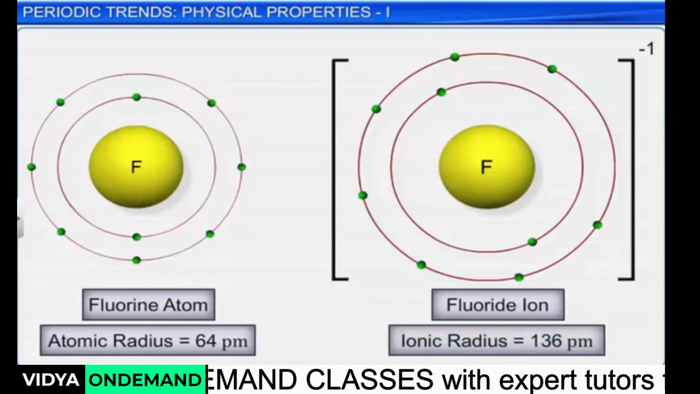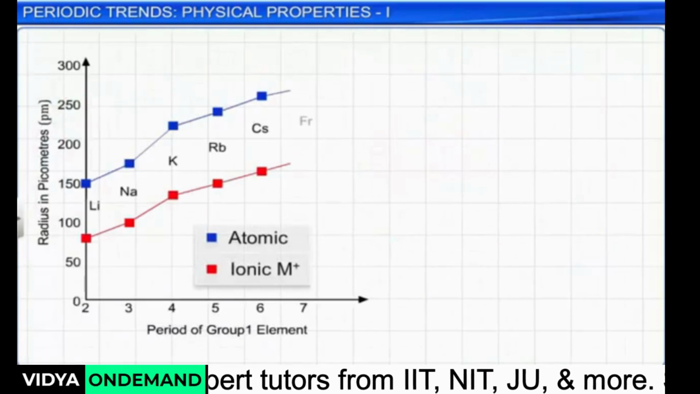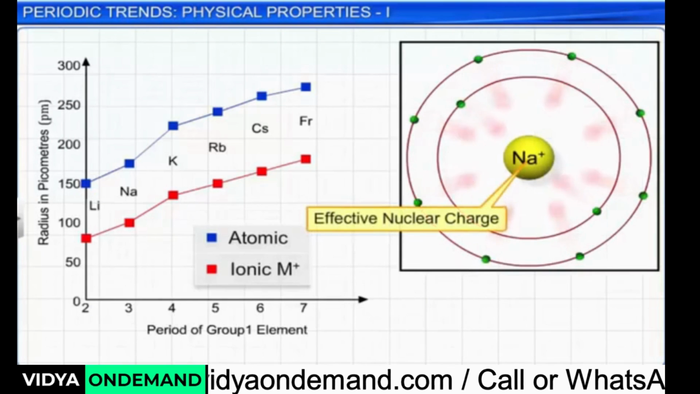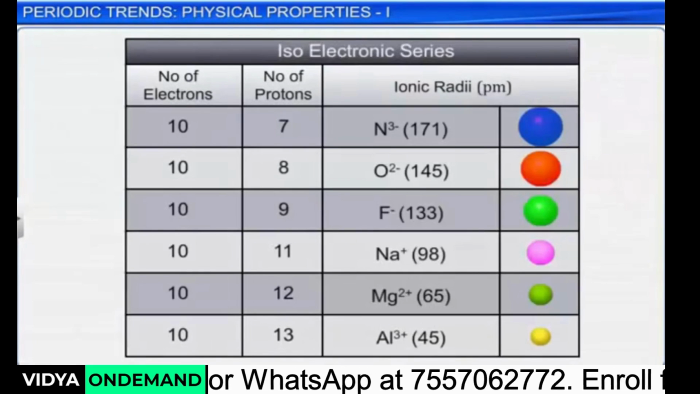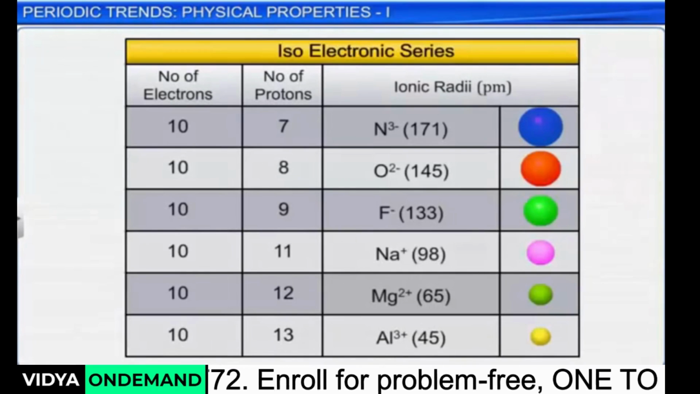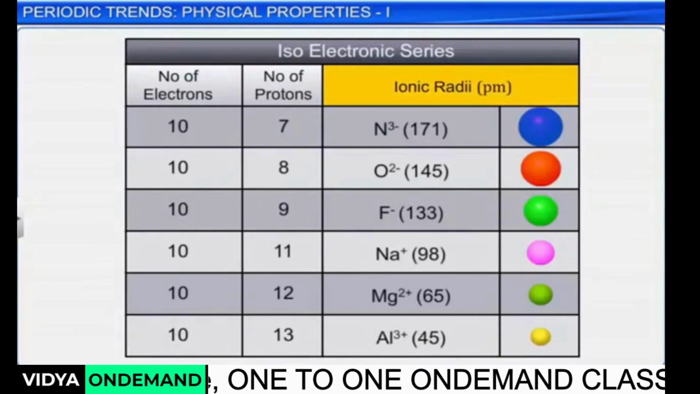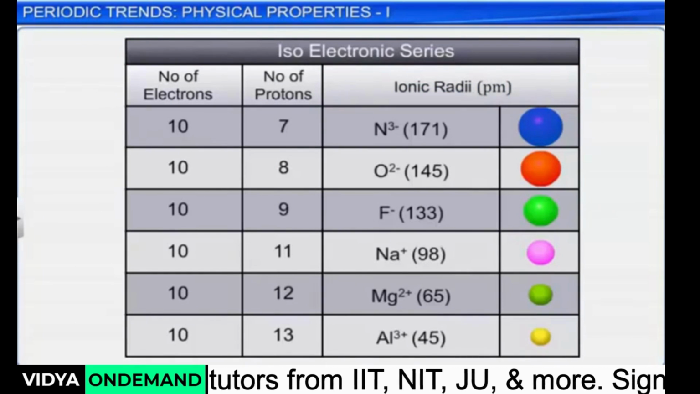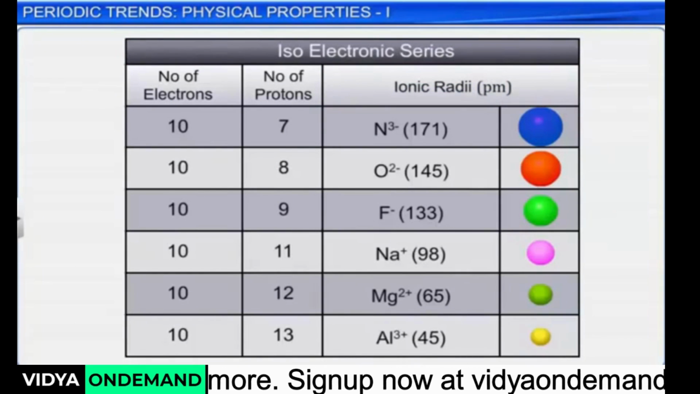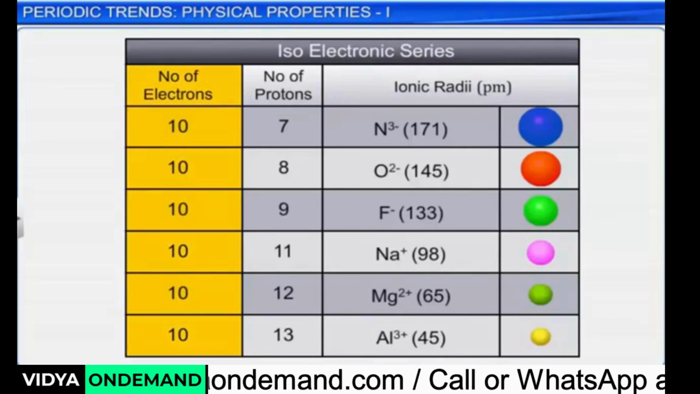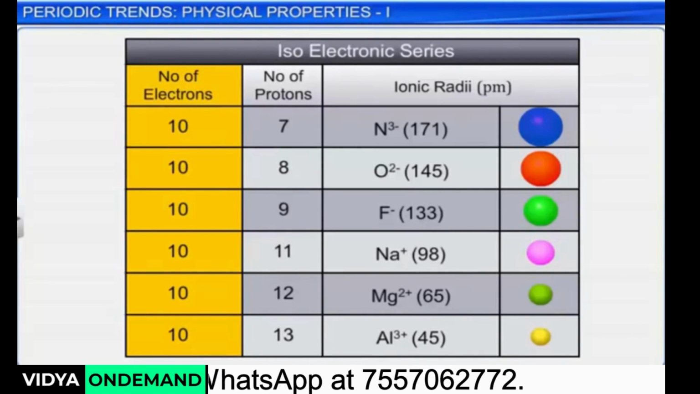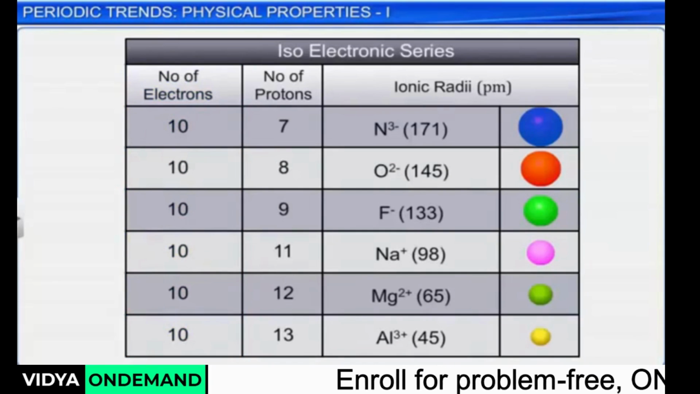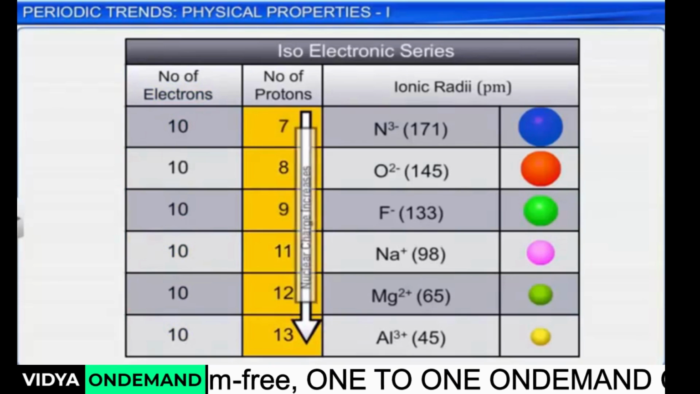This is why the ions belonging to an isoelectronic series have different ionic radii. Isoelectronic species may be defined as atoms and ions which contain the same number of electrons but differ in nuclear charge. Within a series of isoelectronic species, as the nuclear charge increases, the force of attraction by the nucleus on the electrons also increases. As a result, ionic radii decrease.